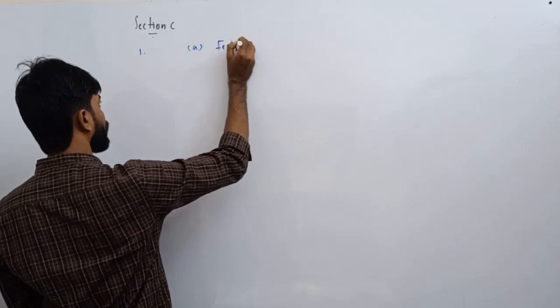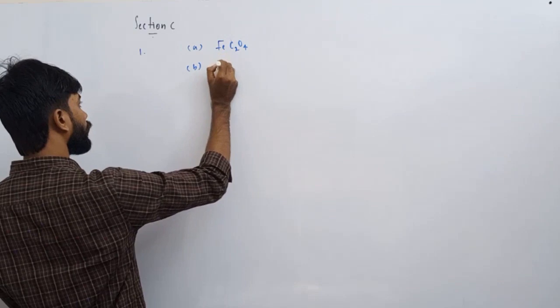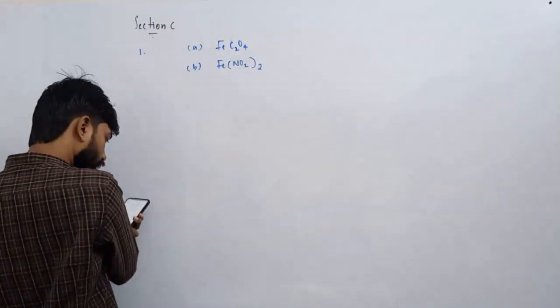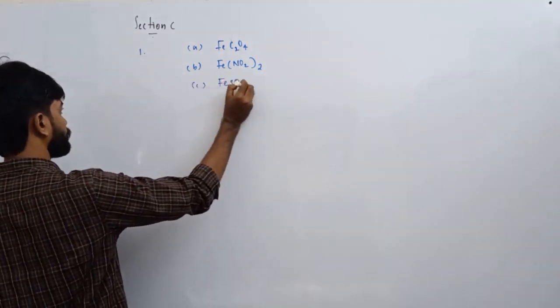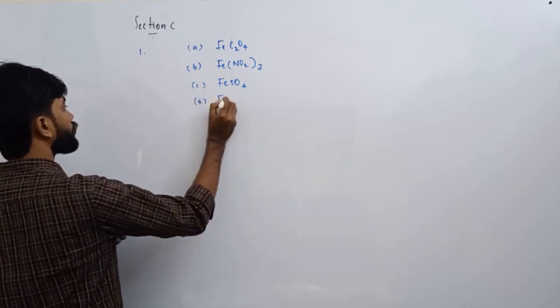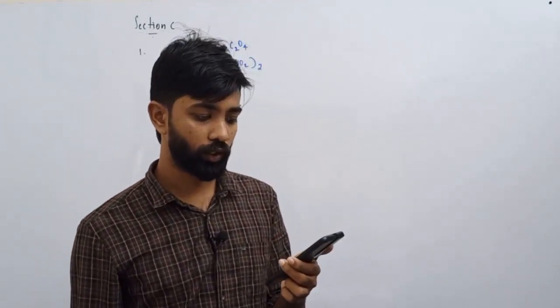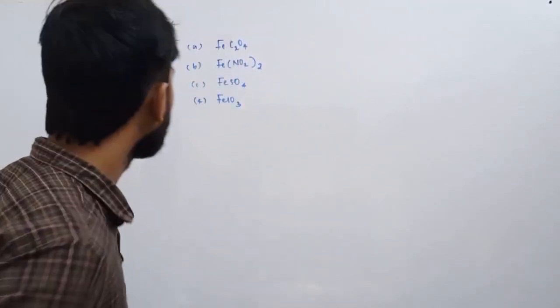We are given FeC2O4, ferrous oxalate, then Fe(NO2)2, ferrous nitrite, then FeSO4 and FeSO3. So assume complete ionization, same moles of which of the following will require least amount of acidified KMnO4. Ready? Listen here.